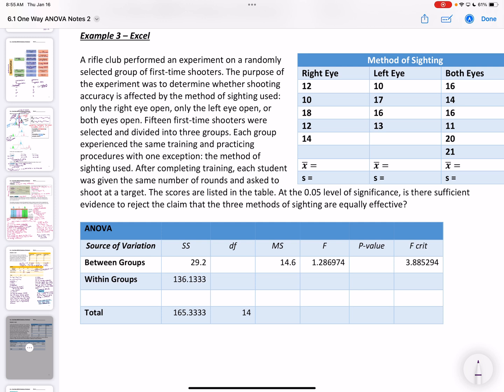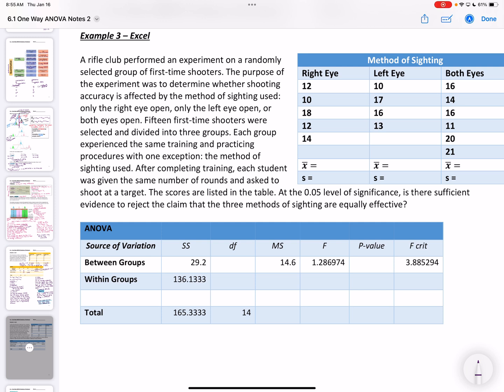And then I'm going to zoom in so y'all can see it. So this time I'm going to put the labels just so you can see what that looks like, okay? What was the first one? Right eye. Right eye. And then the left eye. And then both eyes. Okay?